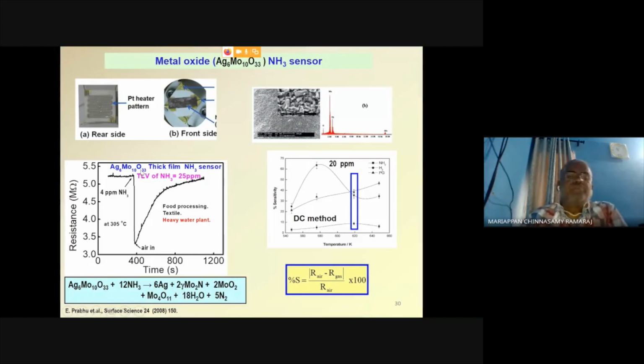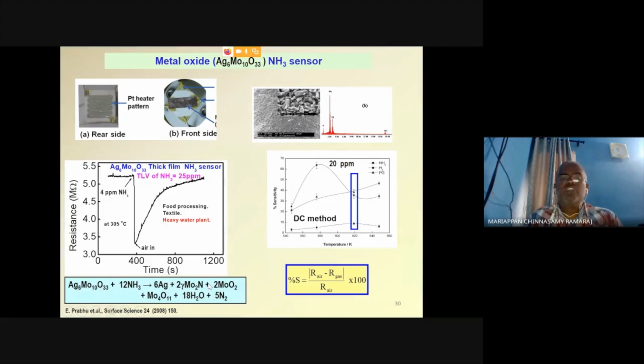Here, when we introduce 25 ppm of ammonia in the DC method, the resistance drops down, and when we flush air, the resistance comes back to the original position. This kind of reaction takes place, forming silver, MoO2N, and MoO2 products. We confirmed this by exposing the material to ammonia, freezing it to low temperature, and analyzing the surface, where we found these components forming.